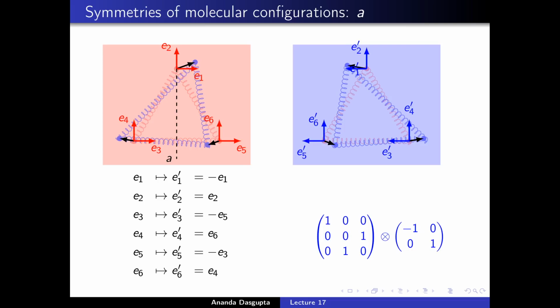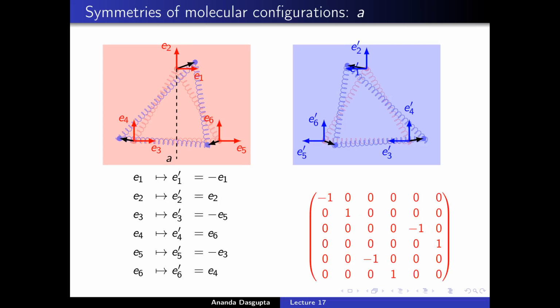This is being producted with, or you are taking a direct product of this with the matrix minus 1, 0, 0, 1. So each of the ones on the left hand side gets replaced by minus 1, 0, 0, 1. Each of the zeros gets replaced by 0 times minus 1, 0, 0, 1, which is of course 0, 0, 0, 0. So that actually is the structure that you can see in the original matrix.